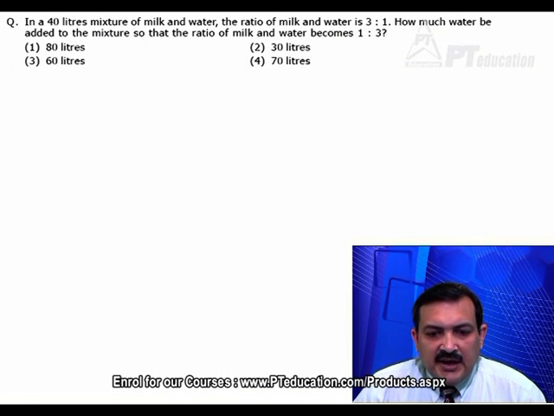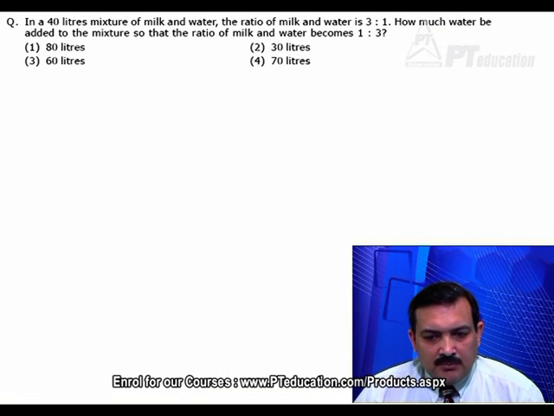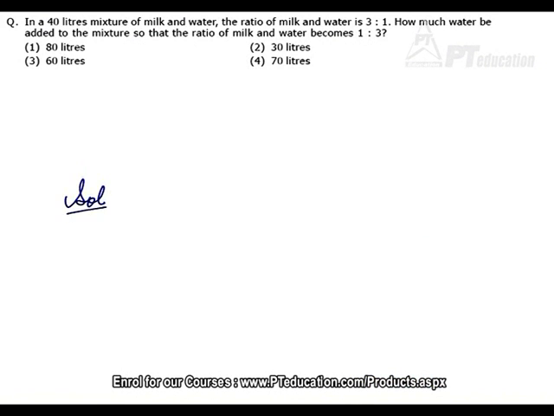Now the next question. In a 40 liters mixture of milk and water, the ratio of milk and water is 3:1. How much water should be added to the mixture so that the ratio of milk and water becomes 1:3? Here is the solution.